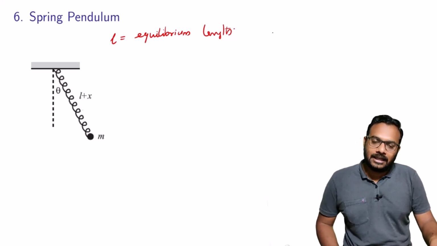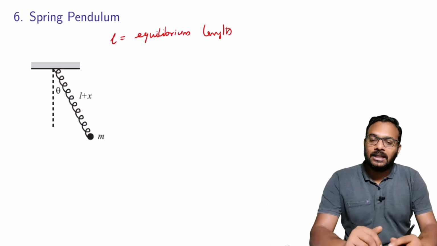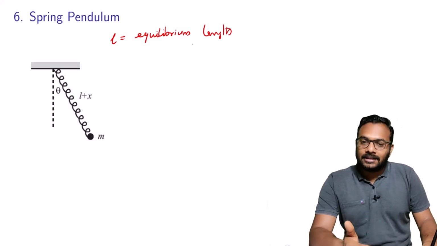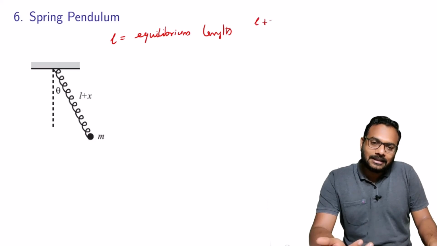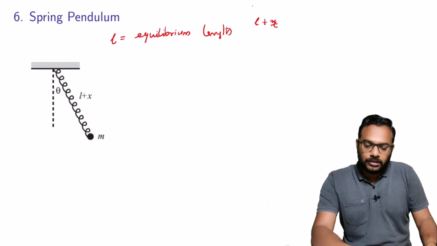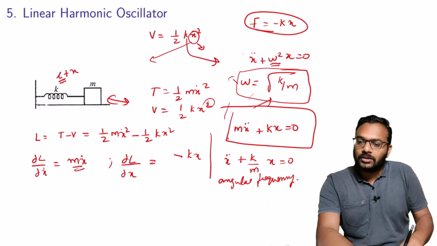Okay, equilibrium length. This thing here, it's important to write it in this form. We cannot simply write it as x. It has to be L plus x, because L is the equilibrium length. Now in the previous problem also you should have actually written it as L plus x, where only x would contribute to the potential energy. In the previous problem also we could have written it as L plus x, where L is the equilibrium length.